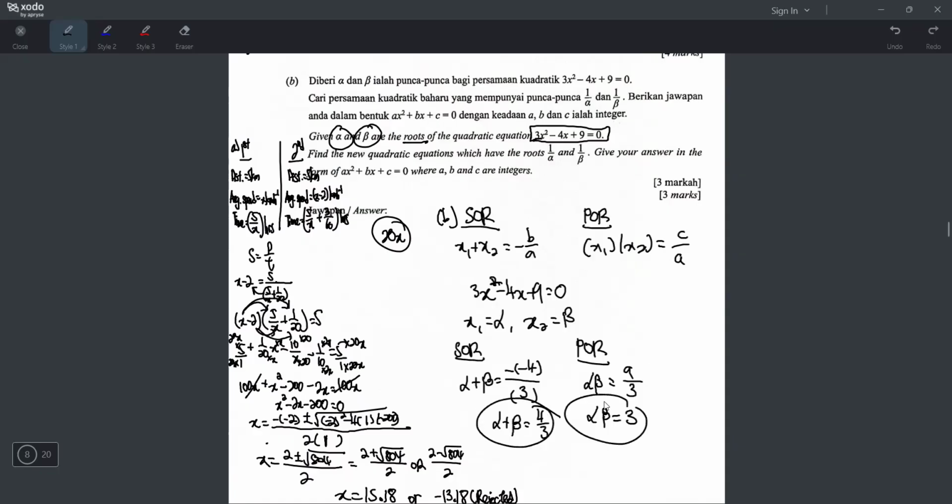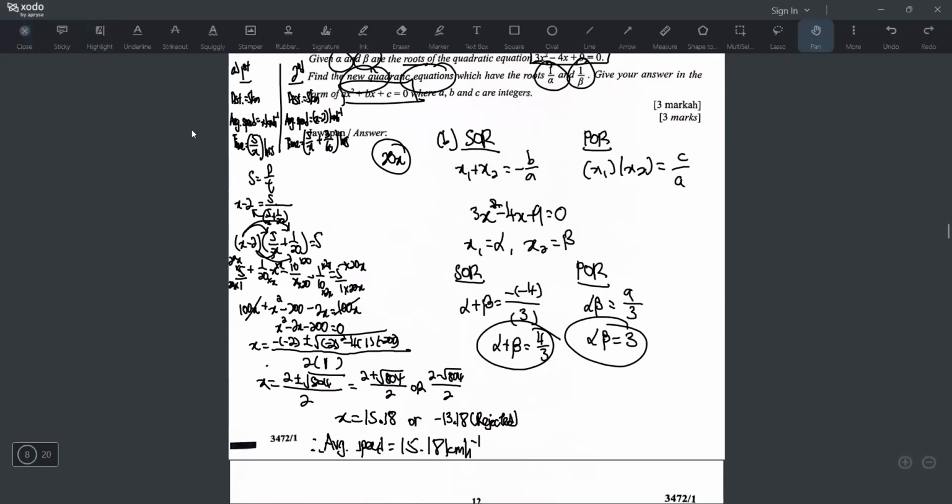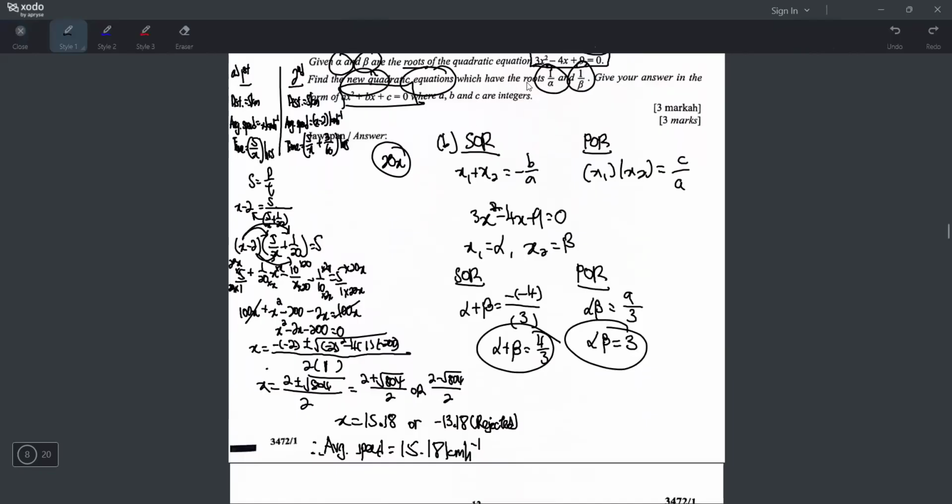But we will stop here because I haven't finished reading the question yet, right? Let's see what they want. Find the new quadratic equation. So you're finding another equation which has roots 1 over alpha, 1 over beta. Give your answer in general form, where a, b, and c are integers. So you have to form a new equation, but the new equation's roots are 1 over alpha, 1 over beta. That means you have to do sum and product one more time, right?